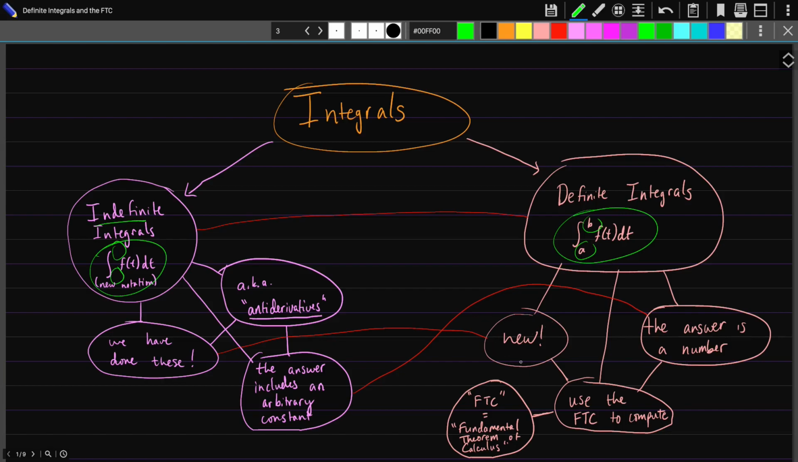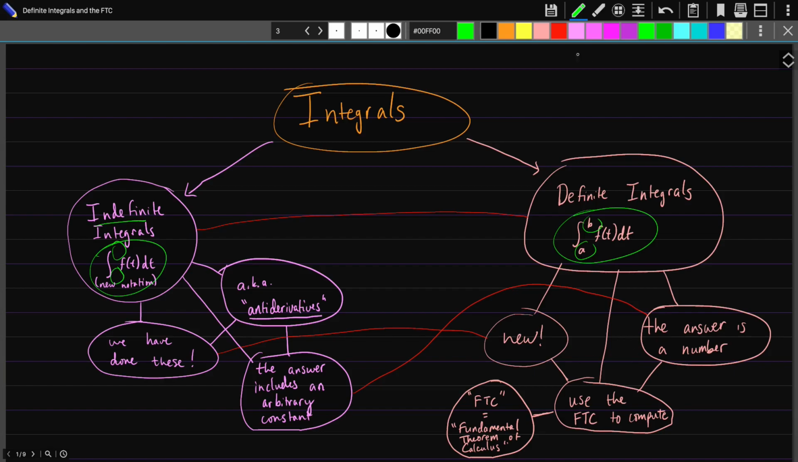So definite integrals are new. We haven't defined them before, and we haven't seen them before. The answer is a number. There's no arbitrary constant in a definite integral. And we're going to use something called the FTC to compute these. The FTC stands for Fundamental Theorem of Calculus. So we'll cover that in a little bit.